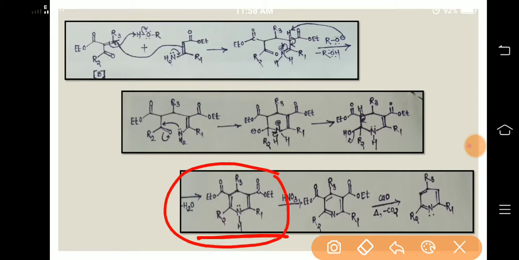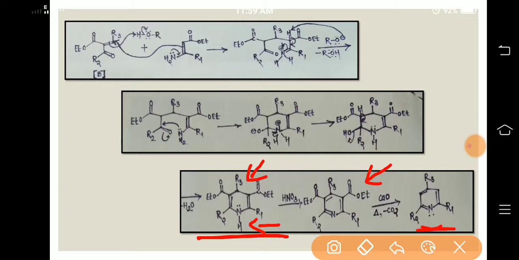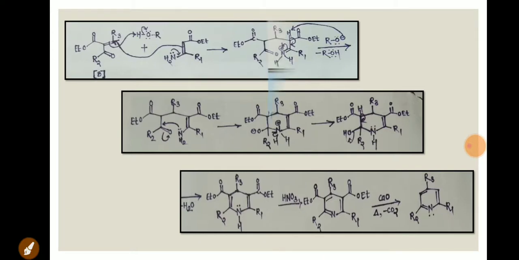Now this dihydropyridine derivative undergoes oxidation, that is removal of two protons, one proton from the one position of nitrogen and another proton from the fourth position, leading to the formation of this 3,5-dicarboxylate pyridine derivative, which then again undergoes decarboxylation to generate the desired product, which is a substituted pyridine derivative. This is the mechanism of Hantzsch synthesis.